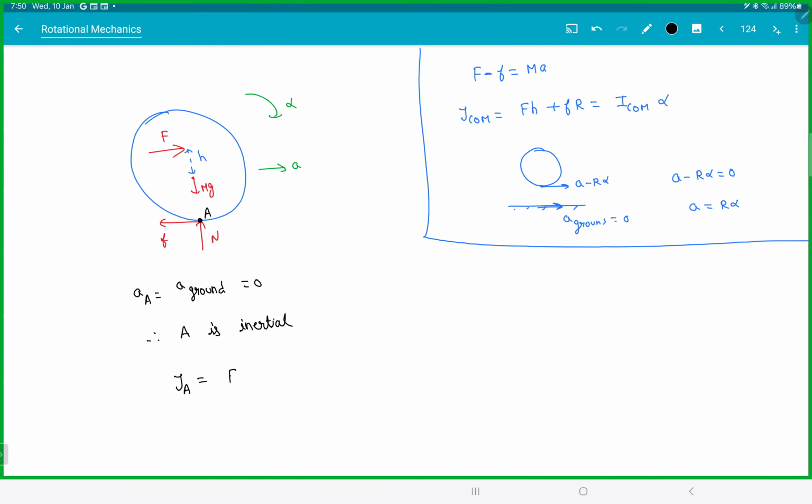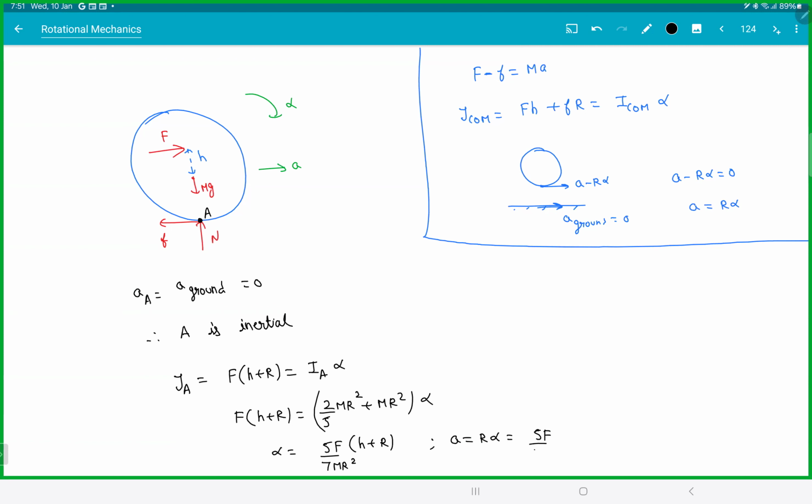So torque about A will be F into h plus R is equal to moment of inertia about A into alpha. The moment of inertia about A will be 2 by 5 mr square plus mr square by the parallel axis theorem, times alpha. So we end up with alpha is equal to 5F by 7 mr square into h plus R. And a is equal to R alpha, which is 5F by 7m into h plus R.